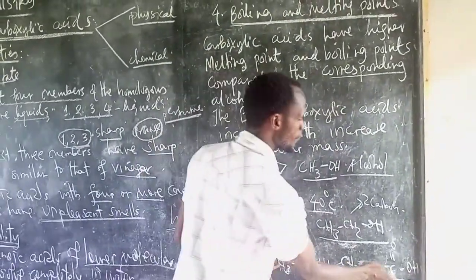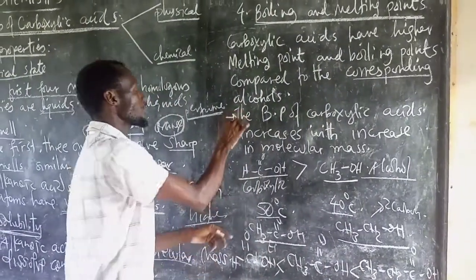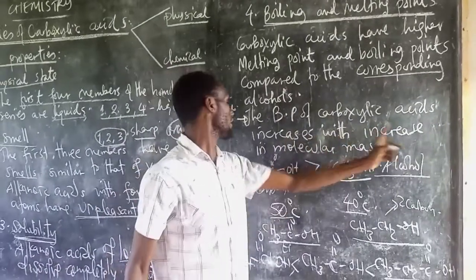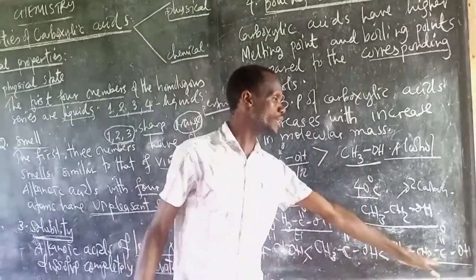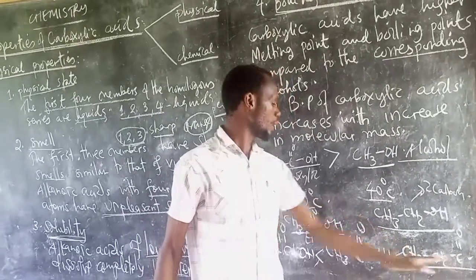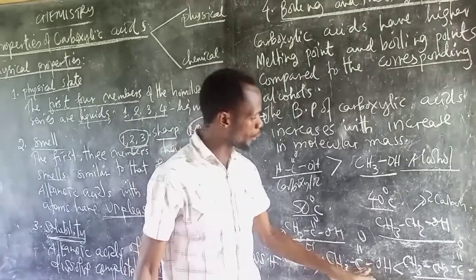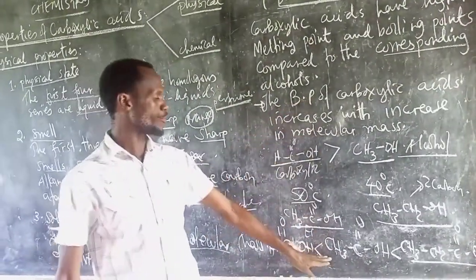Simply because these have got higher molecular mass compared to this one. And that is the point that the boiling point of carboxylic acid increases with the increase in molecular mass. And that is why propanoic acid has a high boiling point compared to ethanoic acid, and ethanoic acid has a high boiling point compared to methanoic acid. This is the point that refers to this one.